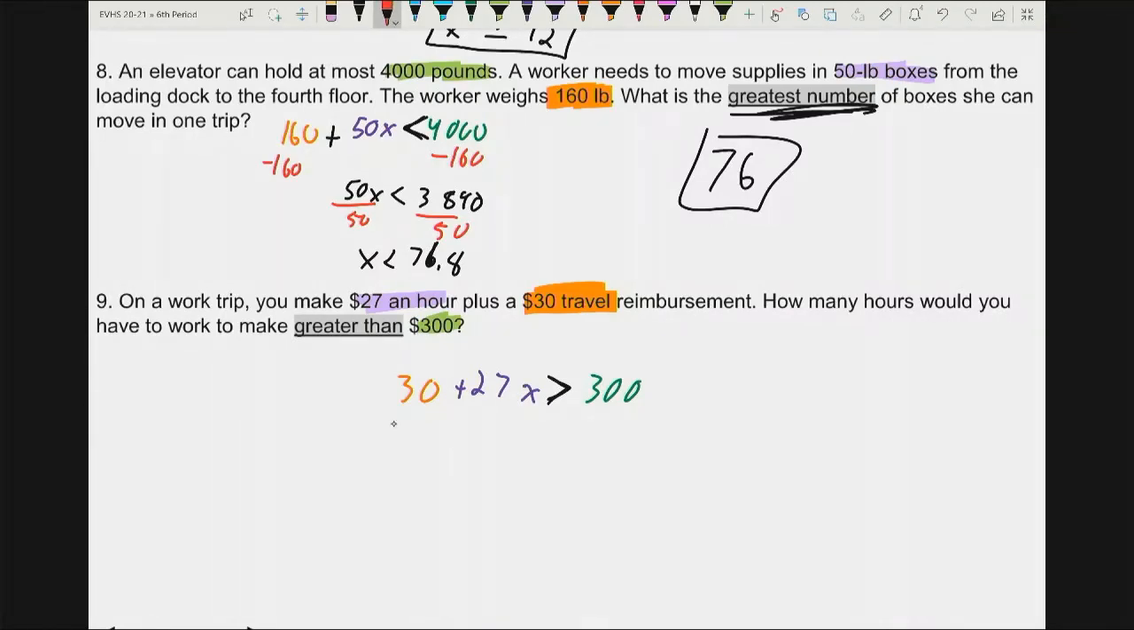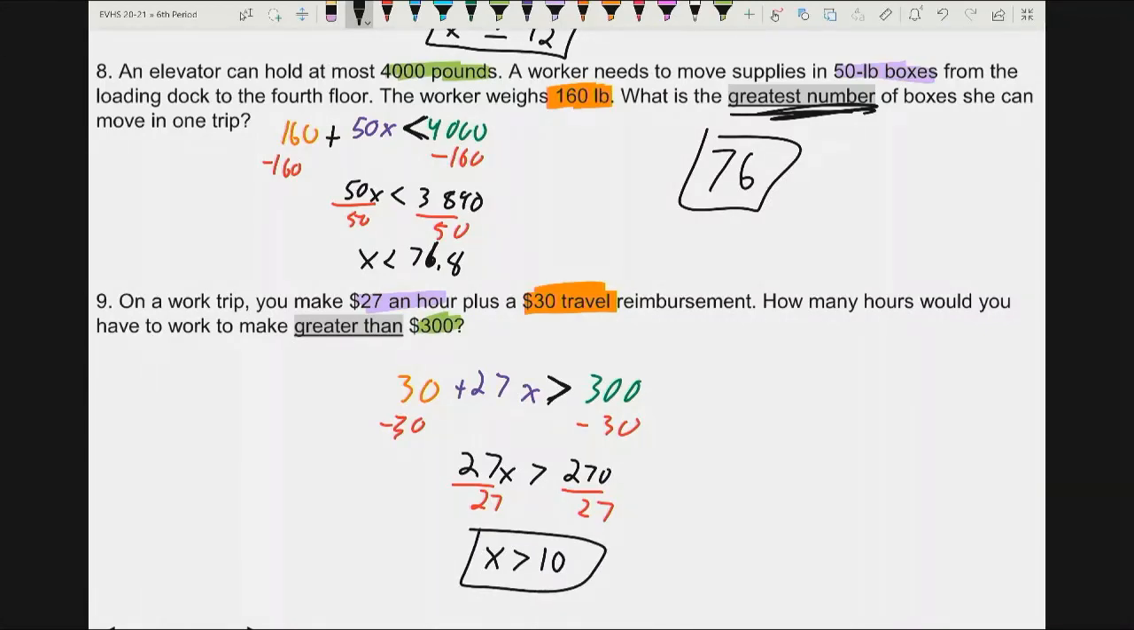All right, last solving step gives me 27x is greater than 270. Divide by 27 gives me x is greater than 10. So how many hours do you have to work to make more than $300? More than 10 hours. So 11 or more. I guess you could probably do half hours, maybe quarter hours, depending on how you get paid.